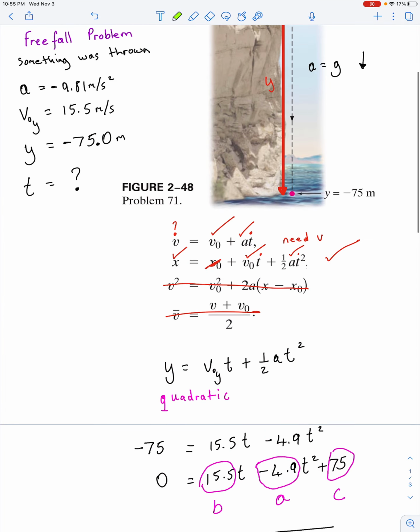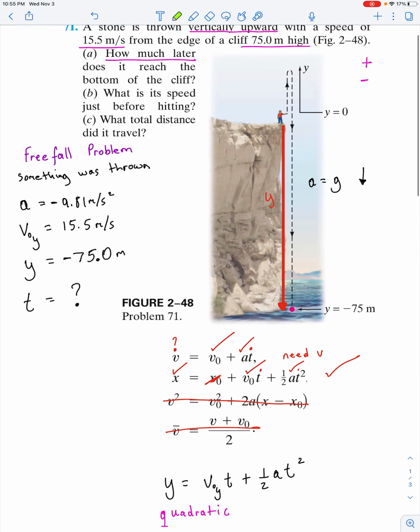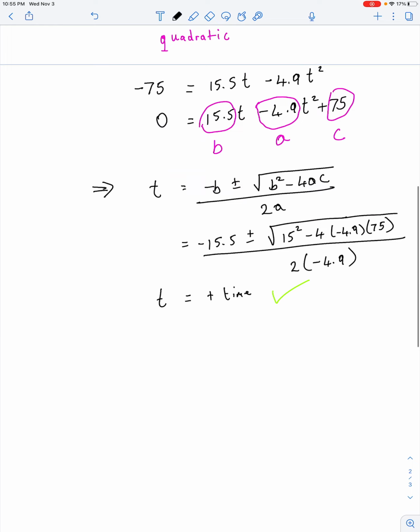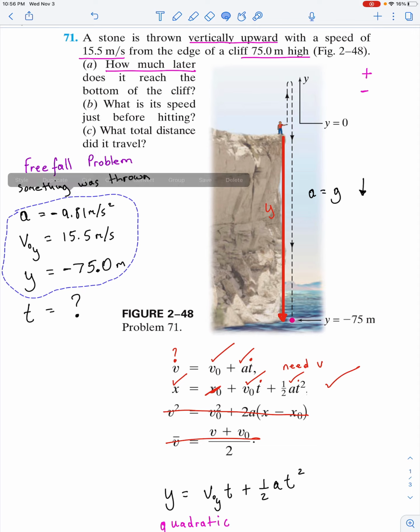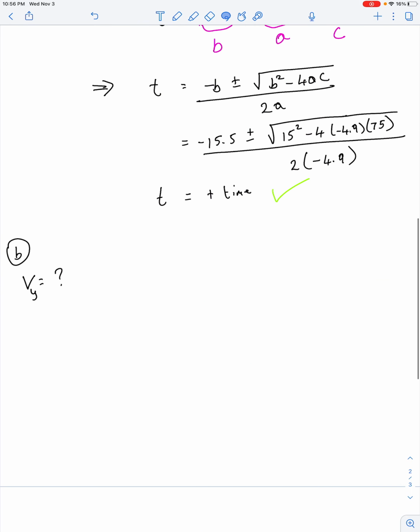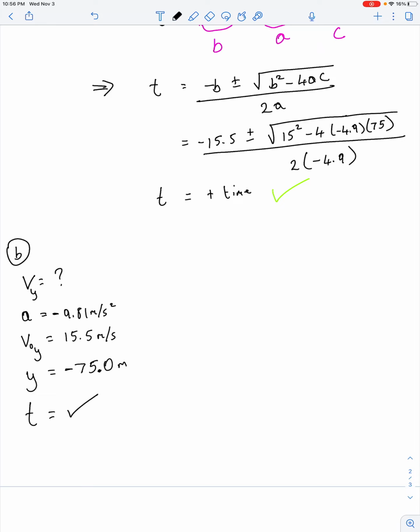Now, part B. What is its speed just before hitting? So now you're like, oh my God, I need to go find the speed. This is part B. I need to go find the final speed, Vy. So we could write down the things that we have here. I'm going to just copy here and paste here. So we still have these things, and now we have the added benefit of having solved for the time. I know what the time is. So once again, I don't have to make any relationships or anything, so I'm good.